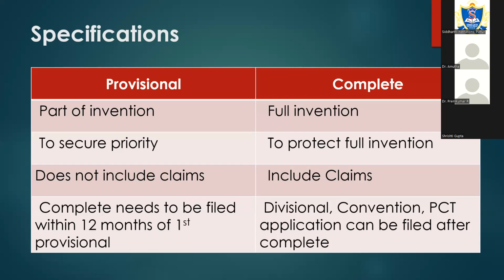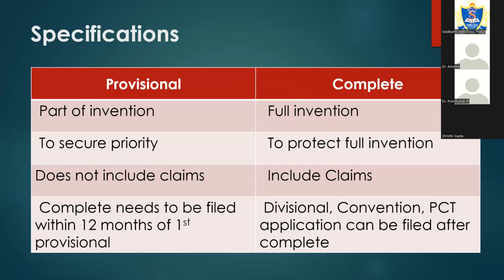The provisional is particularly filed to secure the priority date. As I told you, you want to claim that you invented it first, to declare that you are filing it. For that, the priority date is important, and it is provided by the provisional application or specification. Whereas the complete specification will protect the full invention. It may or may not claim the priority, based on how you are submitting.